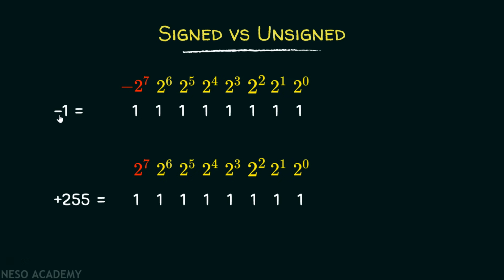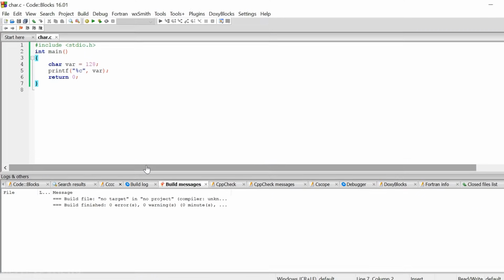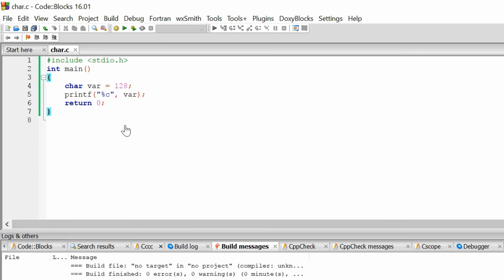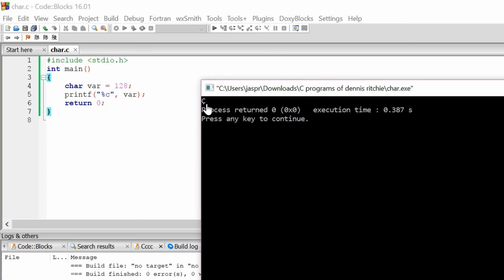Okay, let's implement the code to understand. If we try to print minus 1 and if we try to print plus 255, both are one and the same thing. Let's see what character is printed for this particular value. This would be the character. If you see the extended ASCII table, then the associated character for this particular value would be this.